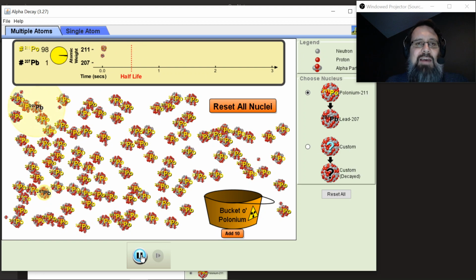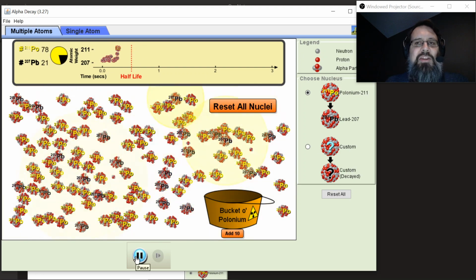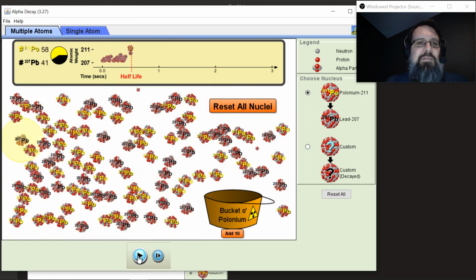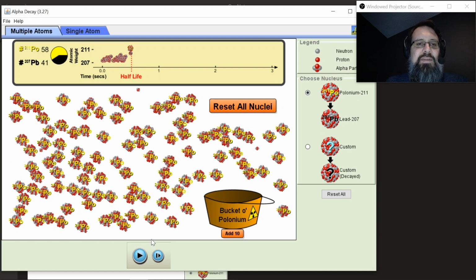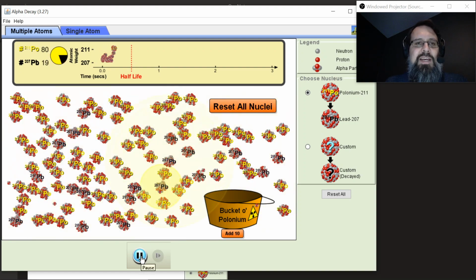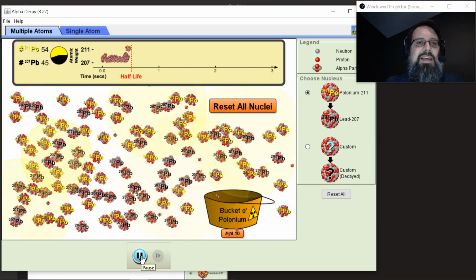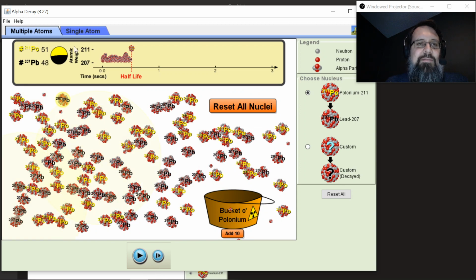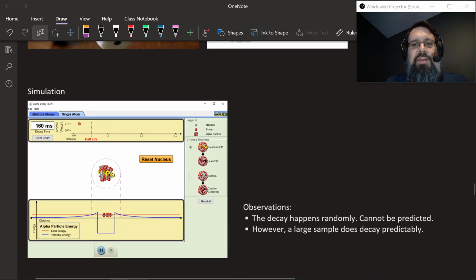Like I said, we don't have enough for it to be perfect. But if you imagine you have trillions and trillions of these, every time you reach the half-life time, half of the sample will have decayed. I'll do it one more time so you guys can see it. When I get to the halfway point, half of the particles have decayed. So half of these poloniums have turned into lead, and the other half remain as polonium. This concept is called the half-life time.